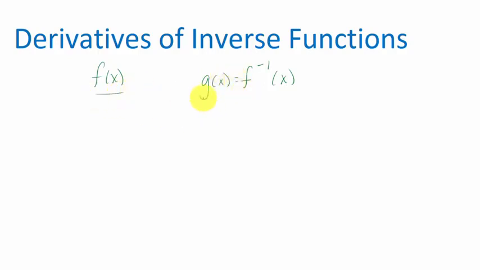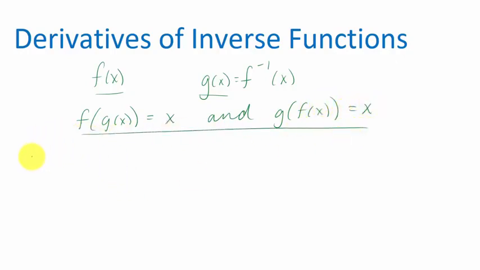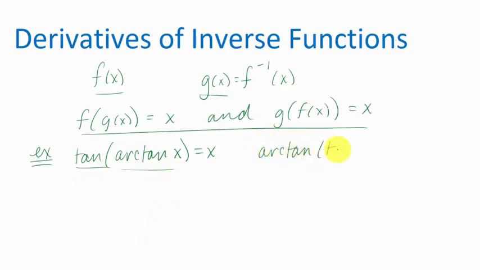We know that f of x and g of x are inverses if f of g of x equals x and if g of f of x also equals x. Both of those things have to be true. So here's a quick example. We know that the tangent of the arctangent of x equals x. So the tangent and arctangent are inverses, and also the arctangent of the tangent of x equals x, because these two functions are inverse functions and they undo each other.